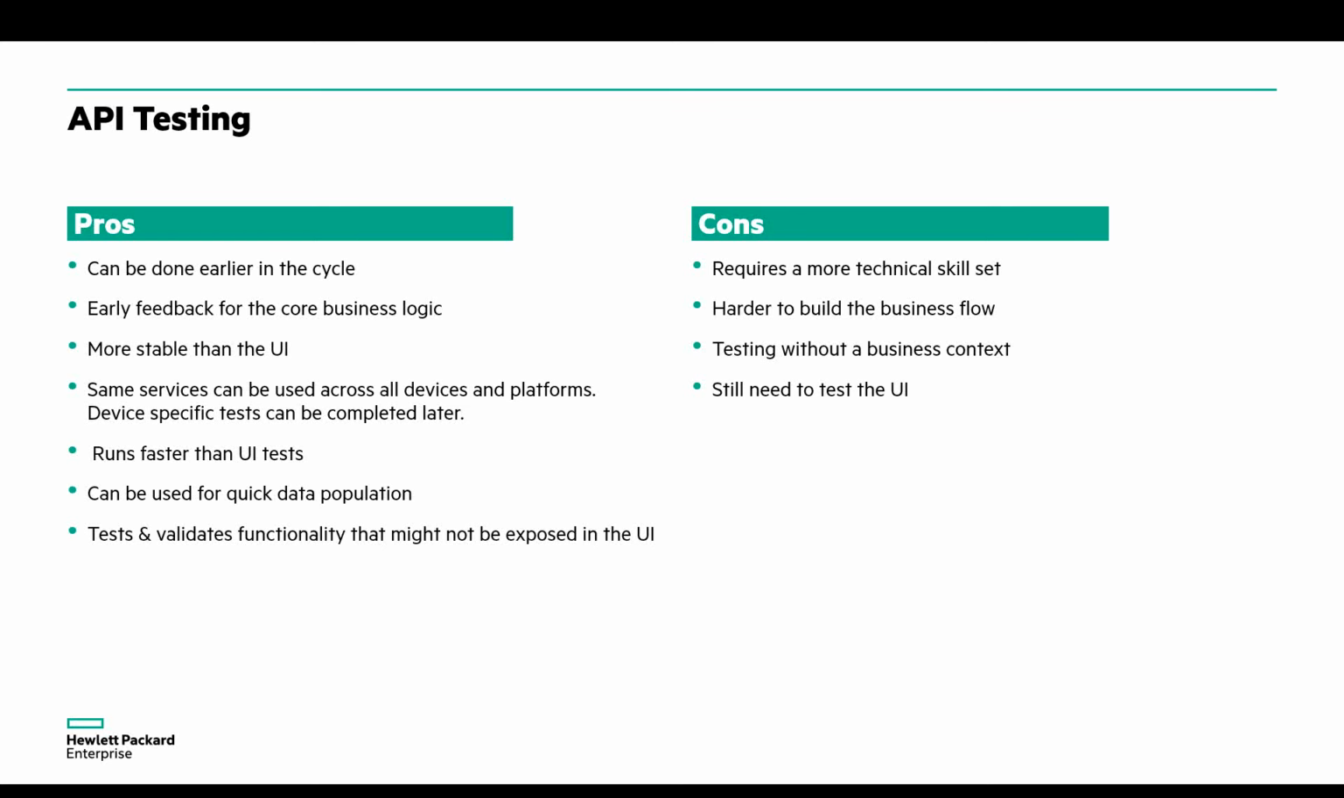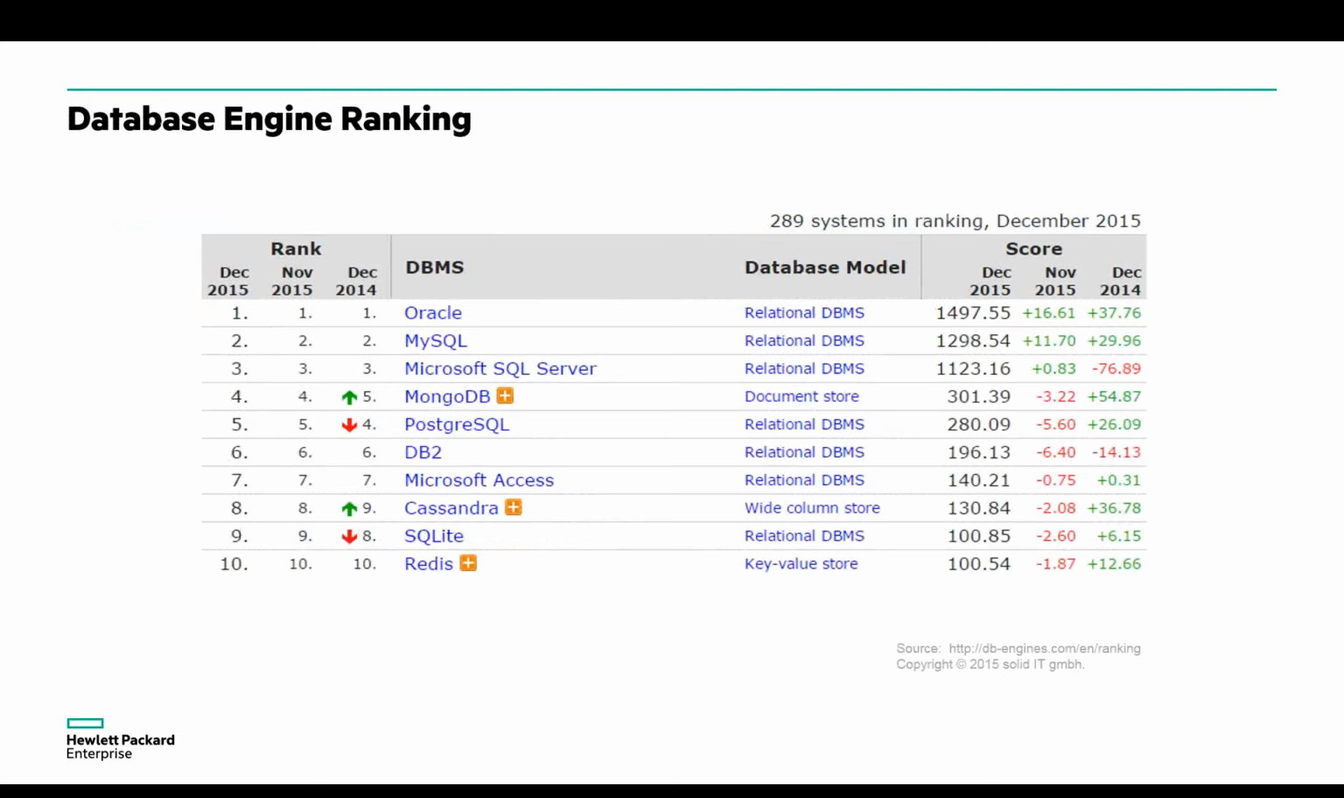On the cons, testing the API requires a more technical skill set. You need to understand what the request is, what the response is, what the parameters are. It's harder to build a business flow because you don't have the actual UI that tells you what you can do. So you're testing actually without the business context, and you still need to test the actual UI once it's available. So moving on to the database testing.